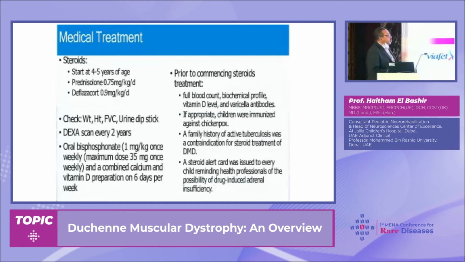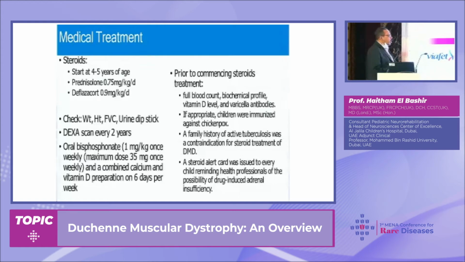So the medical treatment, steroids, is still not favorable to many parents. They don't like it. Ideally, you should start when the child is about 4 to 5, whether you like prednisolone or deflazacort. Each one has an advantage over the other. There are also a lot of regimens that people use. Some people use daily, some use weekly, some use on and off.